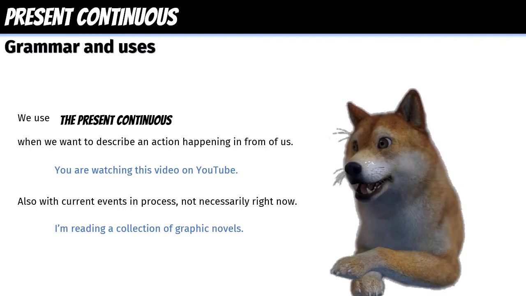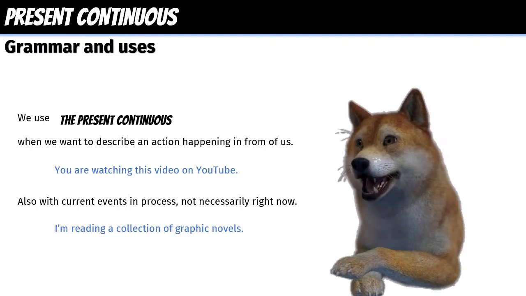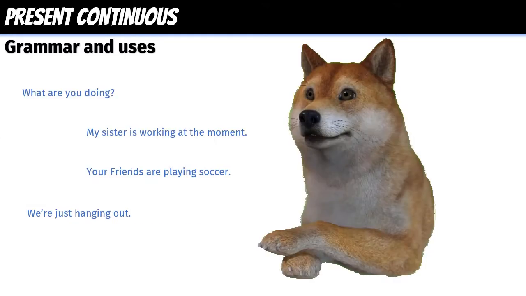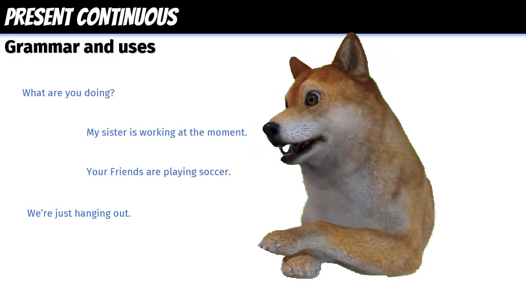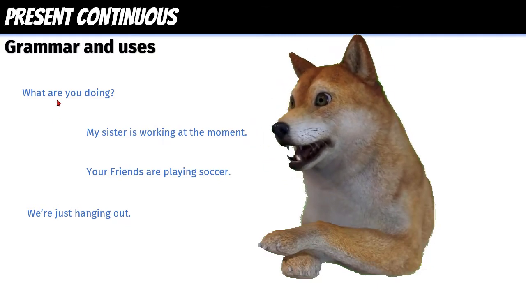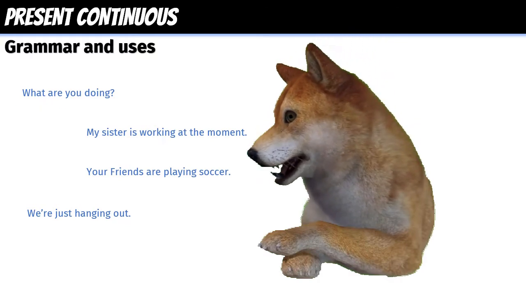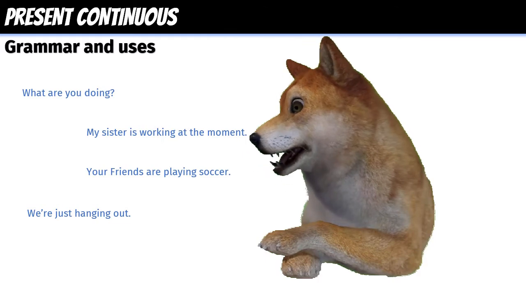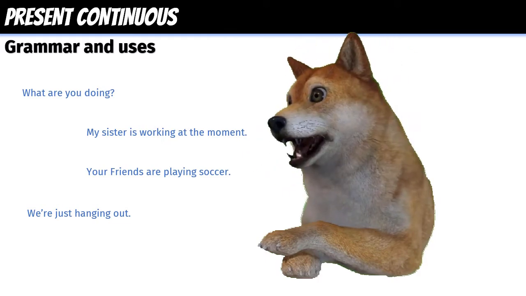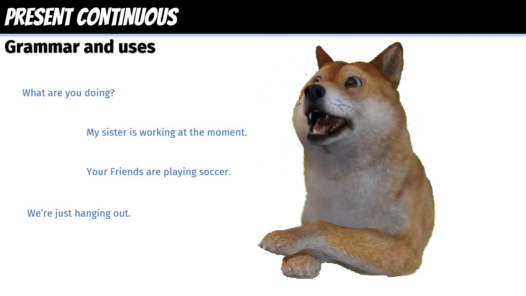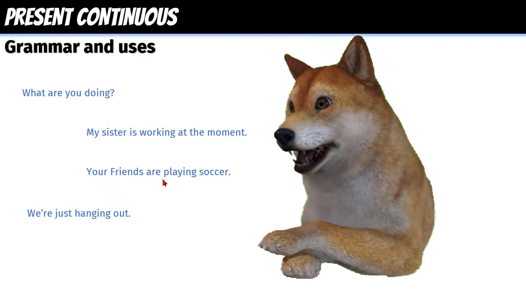And as you can see, there are some specific parts here. But in general, we discuss things that happen in this moment. Here we have some other examples of present continuous sentences, especially the most common question, what are you doing? So if I ask you, what are you doing? The answer is, I am watching a YouTube video. Well, I'm listening to you can also be an option. My sister is working at the moment. Your friends are playing soccer.